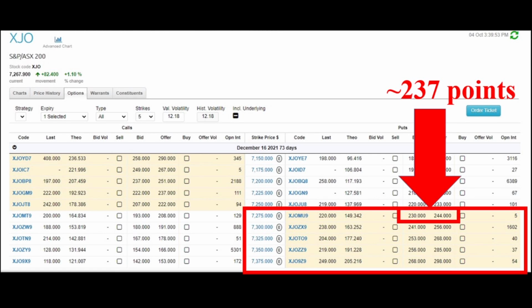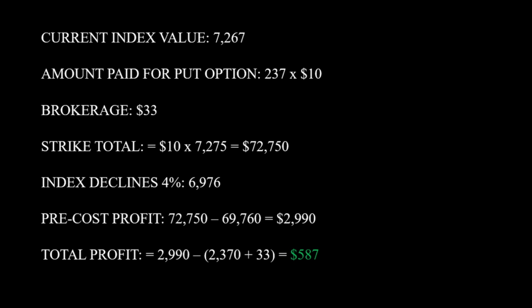Going back to the former screen, every number, including the 7,275, the listed index, is actually listed in points, including the price that you would pay, the premium for that option, which is 230 to 244. That particular range is listed as points. Now, those points are always multiplied by $10 in the case of ASX XJO index options. The brokerage on this particular account that I use is roughly $33, depending on what account and what provider you use and what broker, that'll obviously vary.